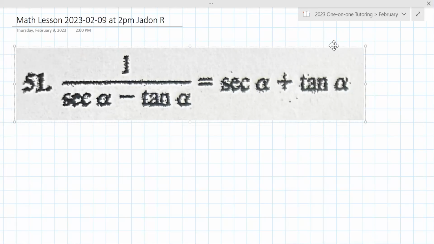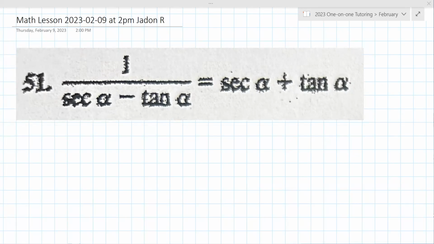Let's let that load up. There it is. All right, what do you see here? Where would you start if you were working on this on your own? The left side's probably more complicated. Agree. Anything stand out to you on that left side?